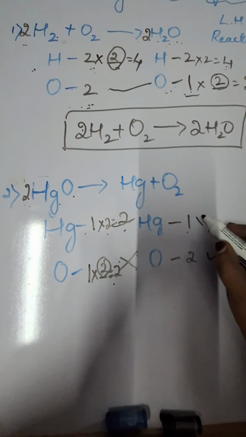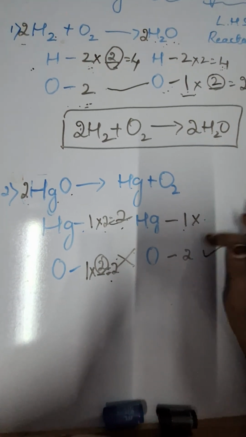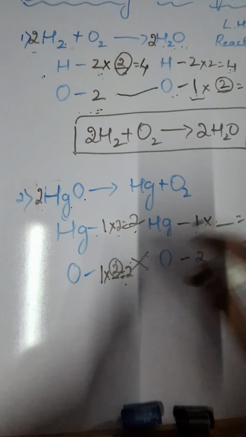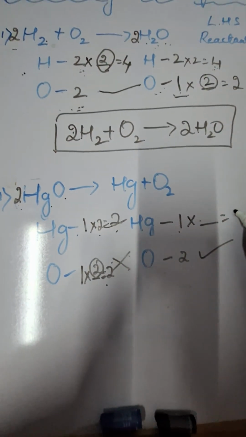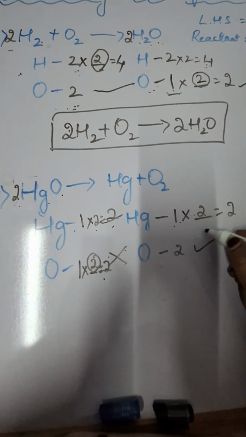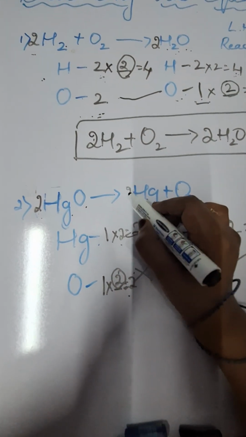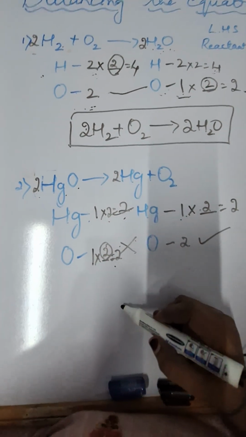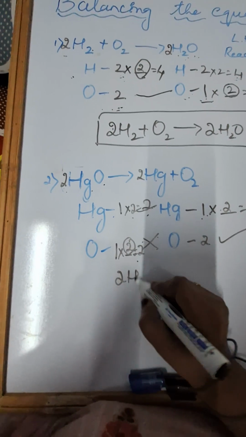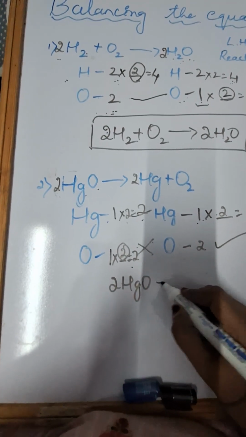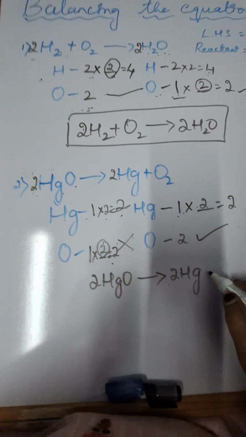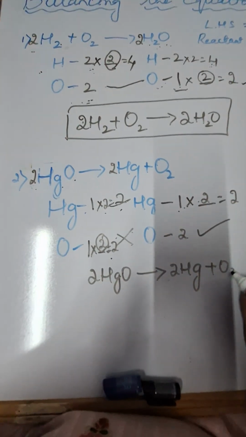Hg, mercury, 1 multiplied by dash equals what we want? 2. So 1 twos are 2. Where are we supposed to write this 2? In front. Hence our equation will be 2 mercuric oxide decomposes to form mercury plus oxygen.